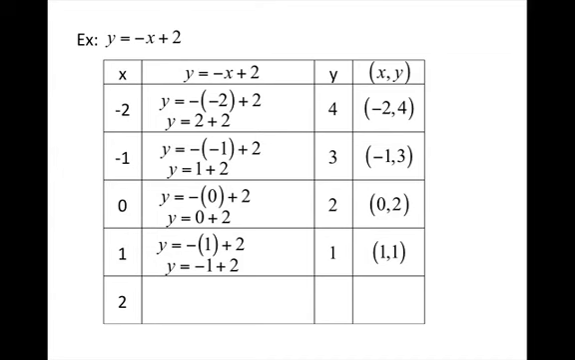And then finally plug in a 2. I have a negative from my equation, and then the 2 that I'm plugging in, and then the plus 2 from the equation. So this gives me -2 plus 2, which is 0. So my final ordered pair is 2, 0.